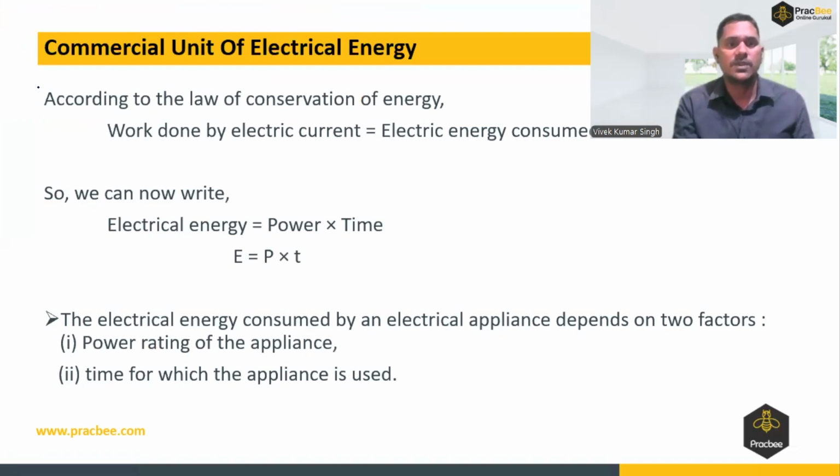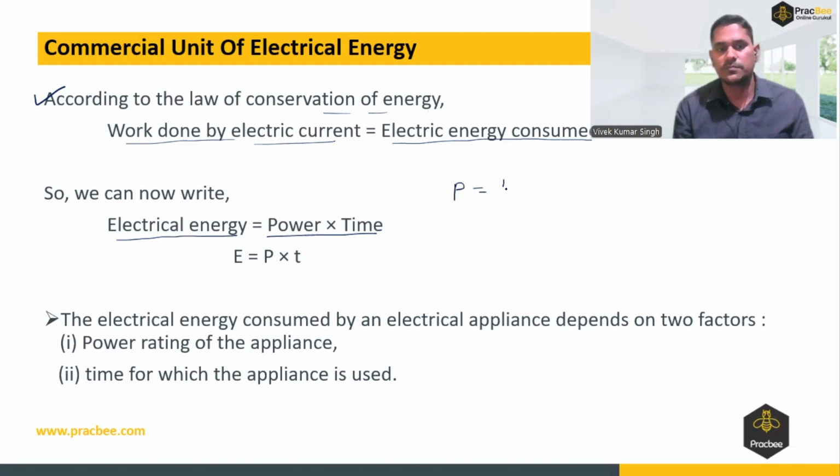Let's move to the commercial unit of electrical energy. According to the law of conservation of energy, work done by electrical current is equal to electrical energy consumed. So electrical energy is equal to power multiplied by time. We know that power is equal to energy over time, so energy is equal to power into time. Energy can be measured in watt second. Watt second is called joules.